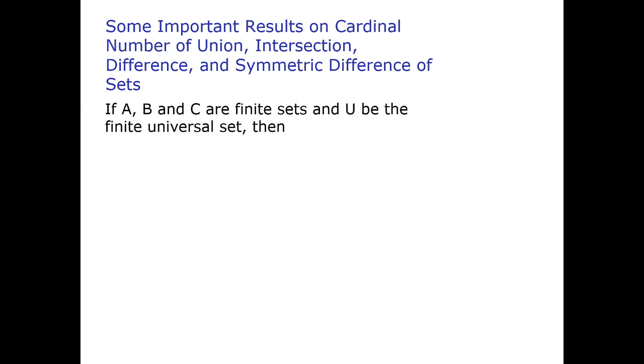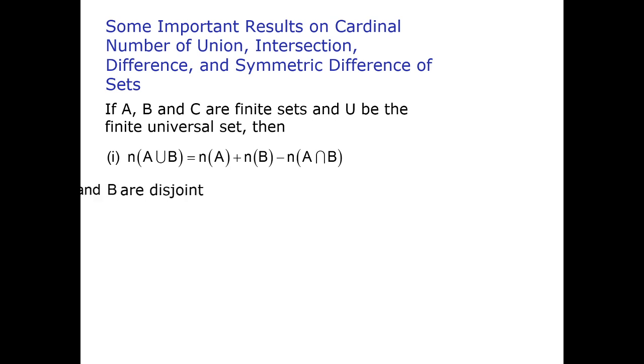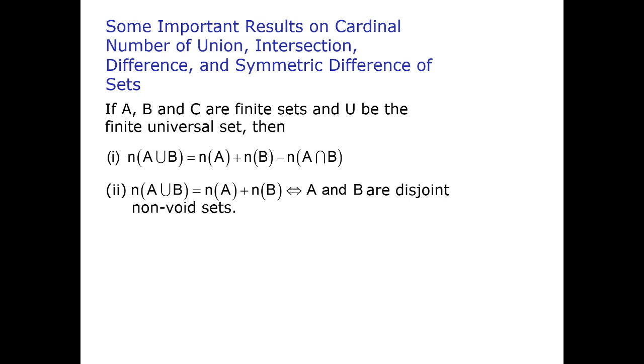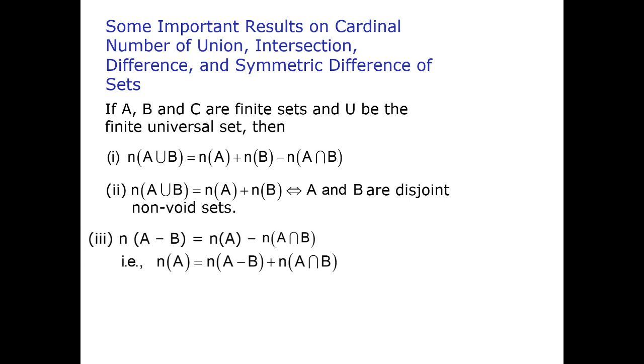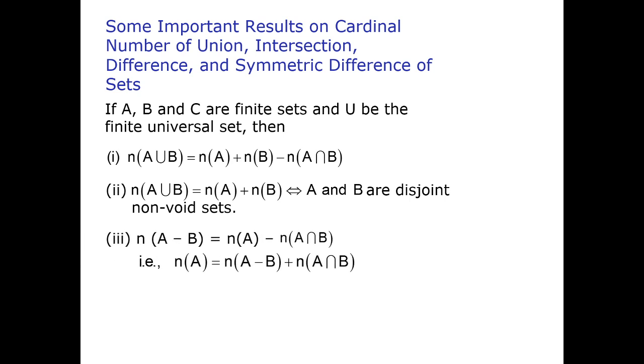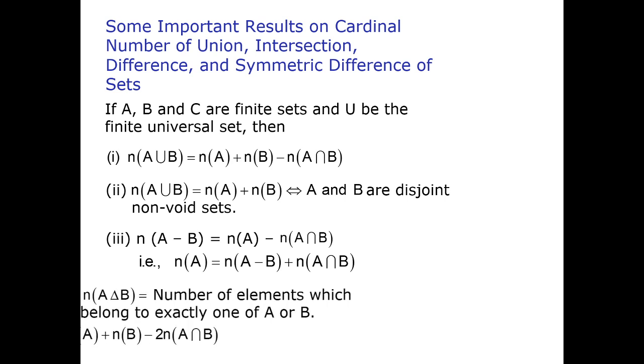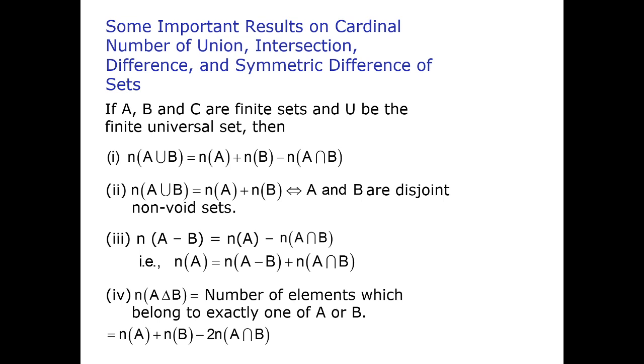Some important results on cardinal number of union, intersection, difference. A, B, C are finite sets and U is the finite universal set. Then here we use the principle of inclusion and exclusion. And again, if the sets are disjoint, then it will be the same. And this can also be done by making the Venn diagram. The number of elements in A delta B is the number of elements which belong to exactly one of A or B.